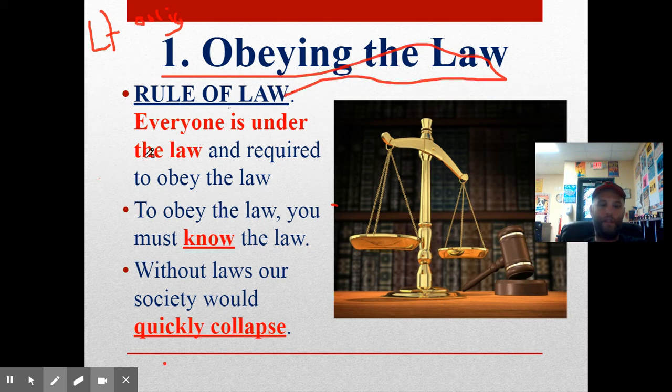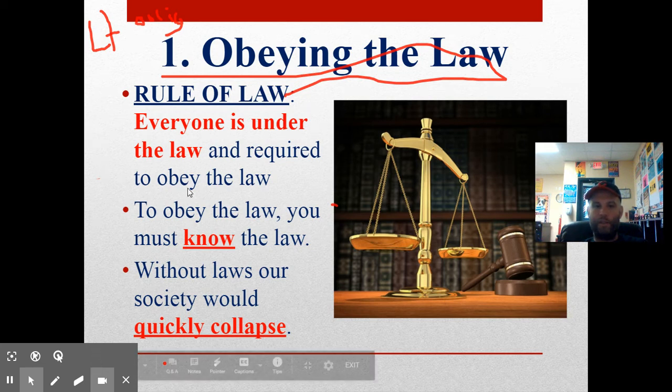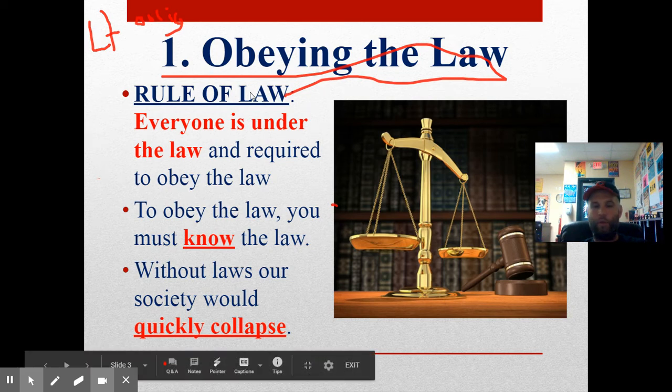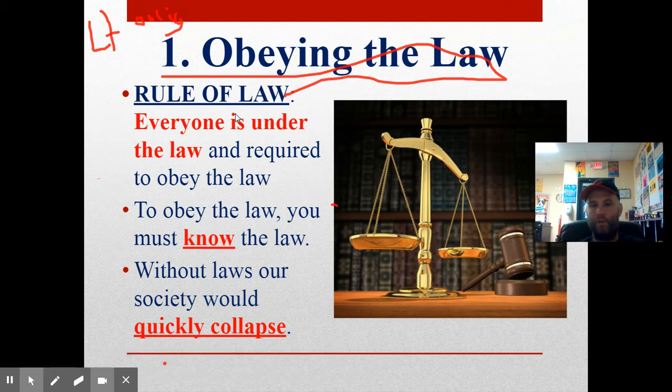So the first obligation that citizens have is that they must obey the law. Everyone is under the law and required to obey the law. You have to know the law. You have to follow the law. And this is an important vocab word we'll talk about later, rule of law. That vocab word means that everyone in the country has to follow the law.